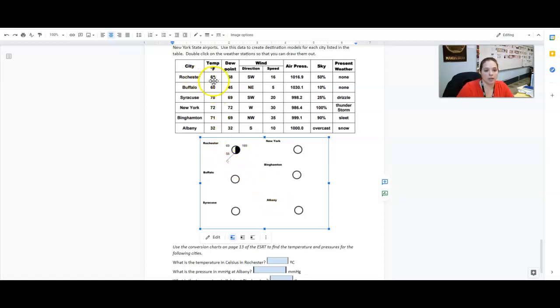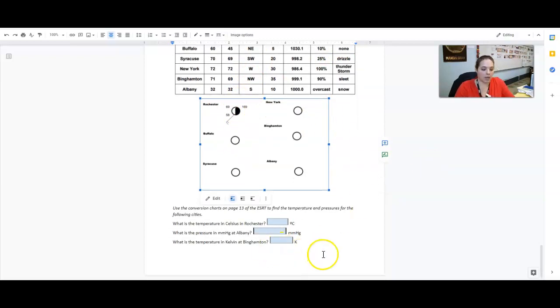So the first one gives you the temperature of 69. So I would put 69 at the top. Dew point of 58. If you can't remember where dew point is, it's on the lower side underneath temperature, so I'd put it under that. Wind direction, southwest. I'm going to put a stick down this way. Speed is 16, so I'm going to do roughly 15. So one long, one short. Air pressure is 1016.9. So I get rid of the 10, get rid of the decimal, put 169. Sky is 50%, so I'm going to color half of it, to the best of your ability. It does not have to be perfect. Present weather is none, so I don't have to put anything there.